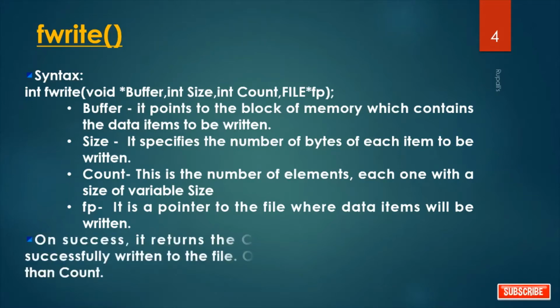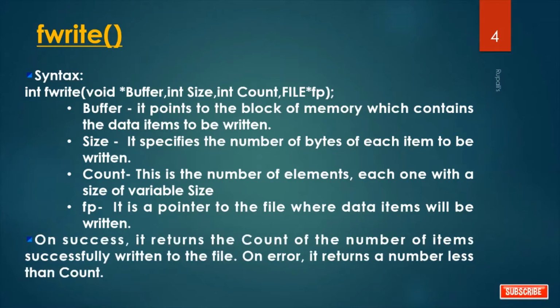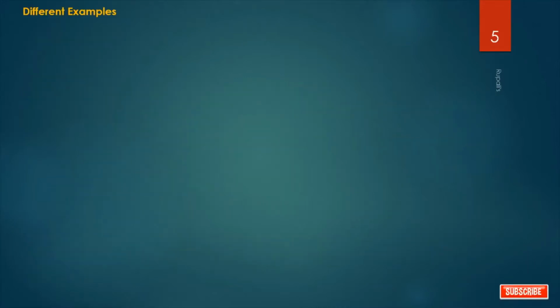On success, it returns the count of the number of items successfully written to the file, and on error it returns a number less than the variable count. Let's take different examples, then it will be clearer.